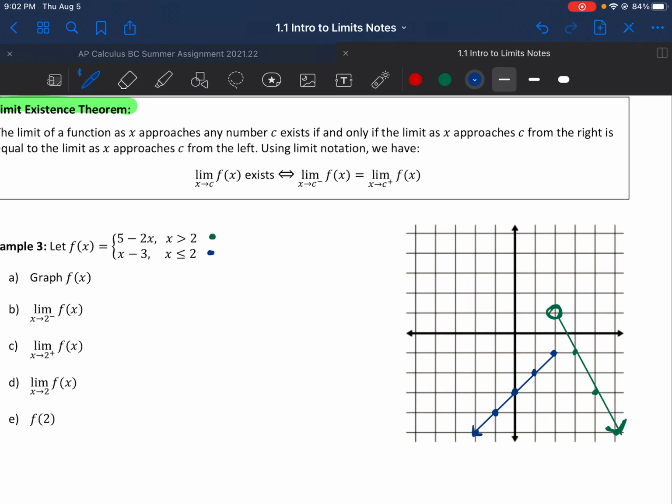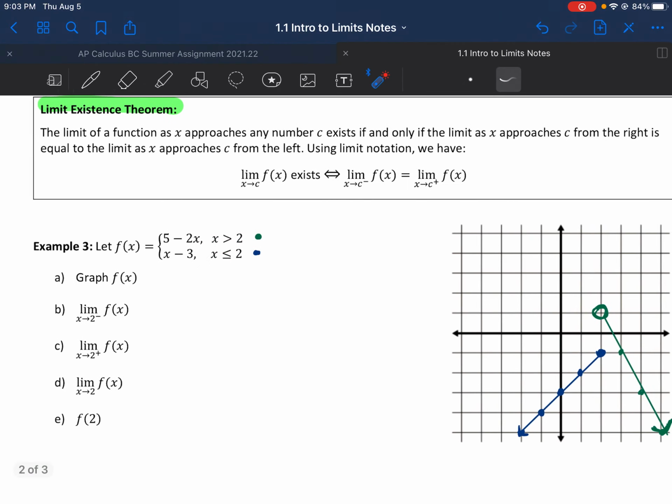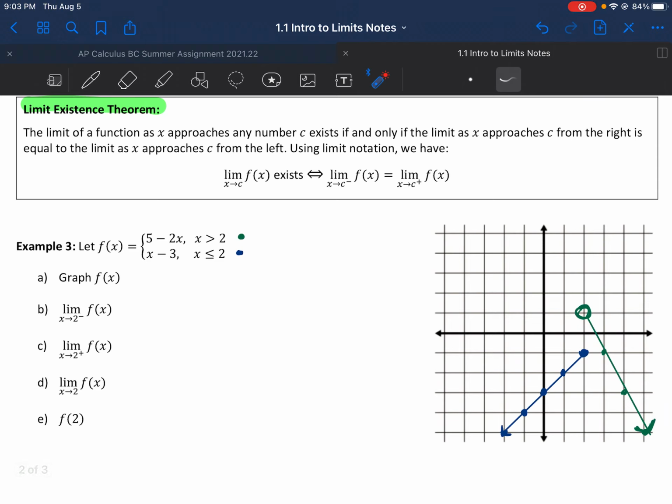And graph. Now notice on my graph, again, that we follow the green function right here when x is greater than 2, and we follow the blue function when x is less than or equal to 2. I have a closed circle here at x equal to 2 on the blue part because this is less than or equal to. So at exactly 2, the function follows x minus 3. 5 minus 2x is not defined at 2. It's defined when we're greater than 2. Okay, so that's why we have this open circle right here. All right, so now let's use this graph to identify these limits.